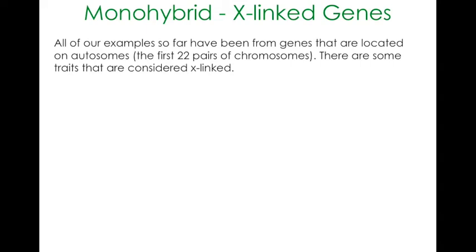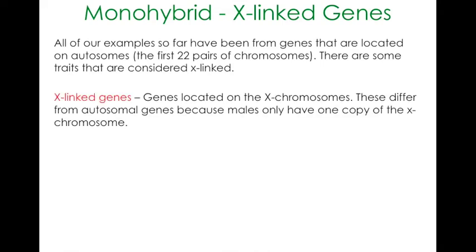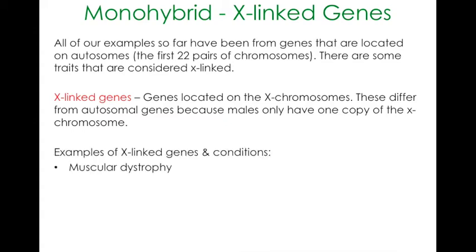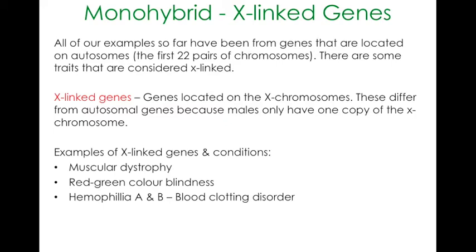Yeah, so if they're X-linked, it's because whatever the trait is, it's sitting in the X chromosome, and therefore it's going to look slightly different in terms of the Punnett square that we end up drawing because it's on the X chromosome and males only have one X chromosome. Right? So X-linked genes are located on the X chromosome, and they differ from autosomals because males only have one copy of the X chromosome. Okay, so here's a few examples. Muscular dystrophy, which was the example on your last SAC, red-green color blindness, and hemophilia A and B, which is a blood clotting disorder where the body is unable to clot blood properly and the person just continually bleeds out during incidents.